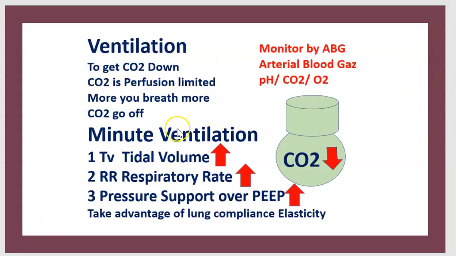Minute ventilation, on the other hand, is controlled by three factors: tidal volume, respiratory rate, and pressure support over PEEP. The increase of these factors leads to decrease of PCO2. How to monitor that? By ABG, arterial blood gas: pH, CO2, and oxygen. To get CO2 down, CO2 is perfusion limited. The more you breathe, the more CO2 goes off.